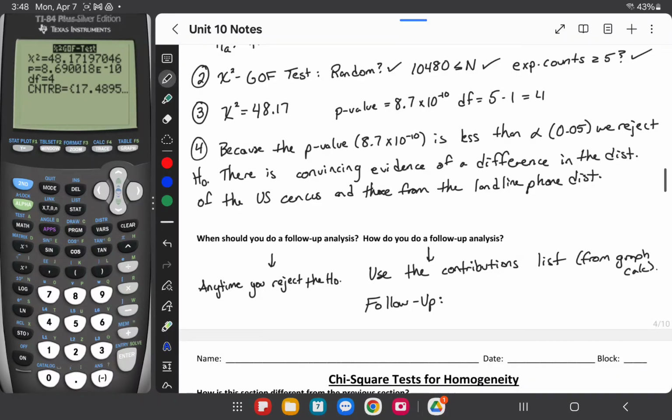So what we'd say for our follow-up analysis is that the 20s age group contributed the most in the decision to reject our null hypothesis. All right, guys, so from this point on, it's not going to be something that we're reminded of. We're going to have to remember to do that follow-up analysis anytime we reject our null hypothesis.